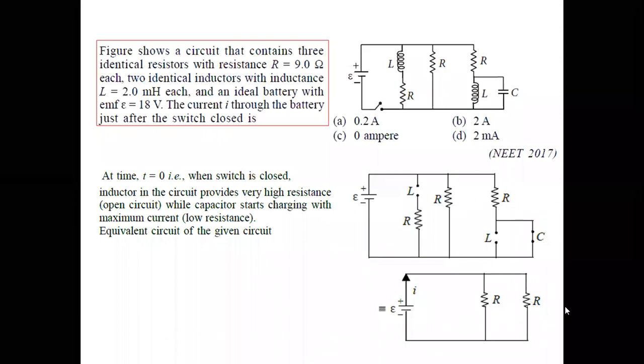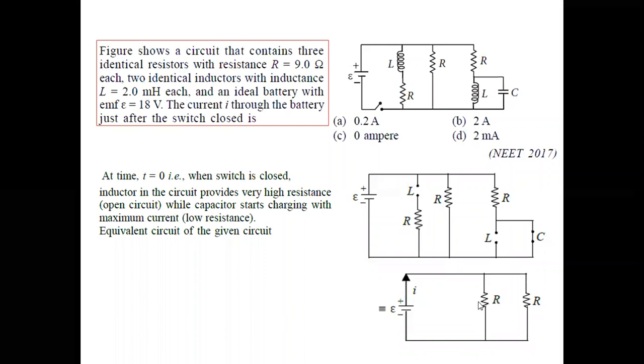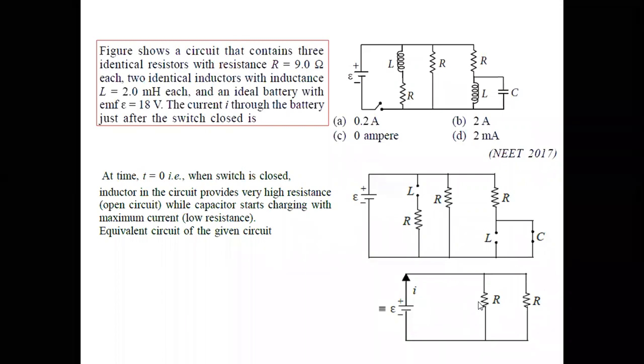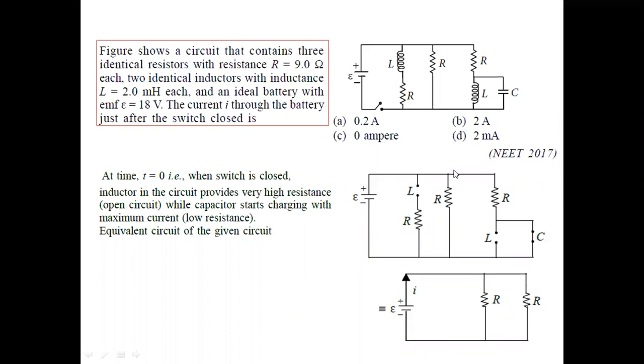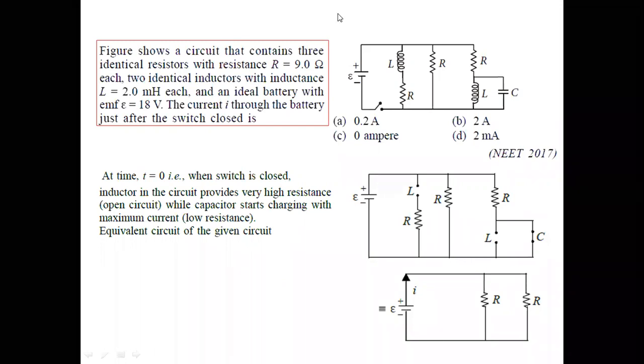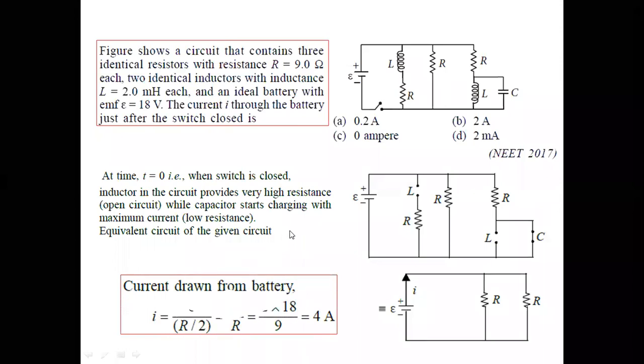It looks like two resistors in parallel combination. I hope you know series combination means R plus R, the effective resistance. Parallel combination means product divided by sum. Product means R into R, R square, divided by R plus R, 2R. R square upon 2R gives you R by 2, the simple logic.